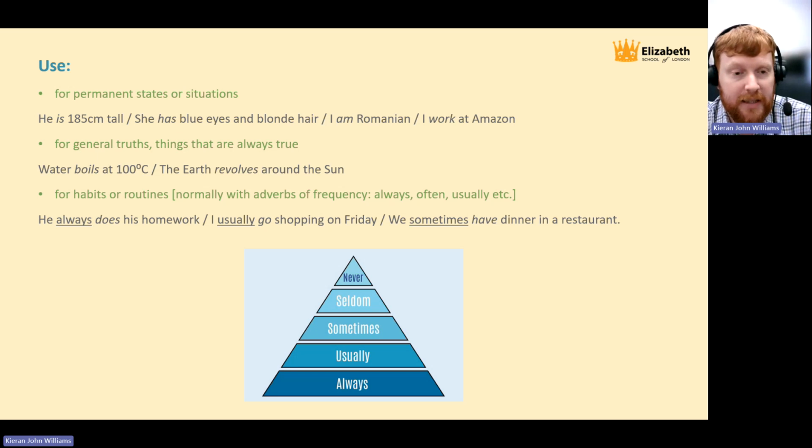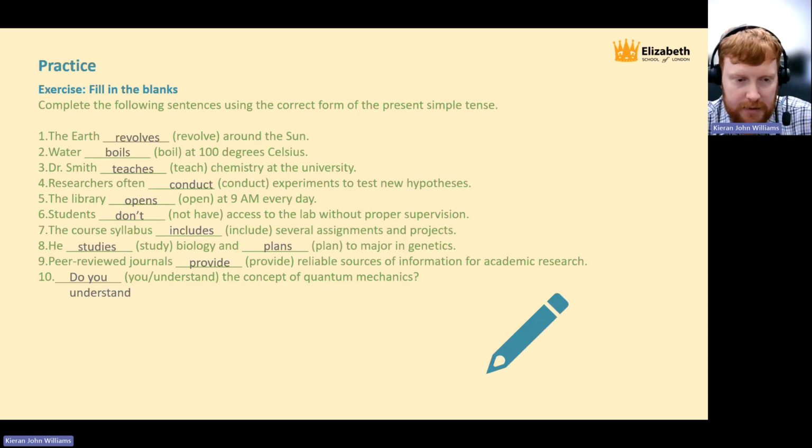Those are pretty much the only situations where we use present simple. If you're using it in a different way, then you're probably using it incorrectly. Okay, so something permanent, something generally true, or a habit or a routine, that is present simple. Okay, so we know how to make it. We know the situations in which we make it. Now let's have a look at some practice exercises.